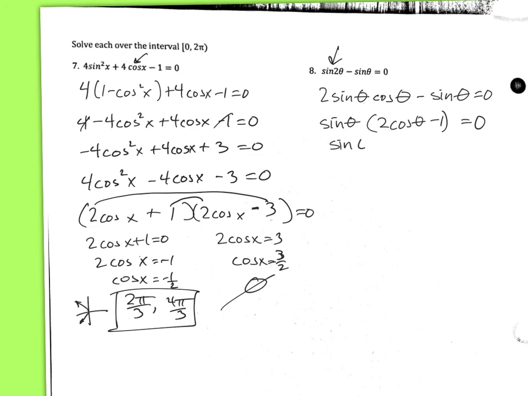So now we have that the sine of theta equals 0, and 2 cosine of theta minus 1 equals 0. So here we get the cosine of theta, add the 1, divide by 2. So where does the sine equal 0 in radians? 0 and pi. And 1/2? Oh, we just did the -1/2, so the positive 1/2 will be pi over 3, and 4th quadrant, 5 pi over 3.